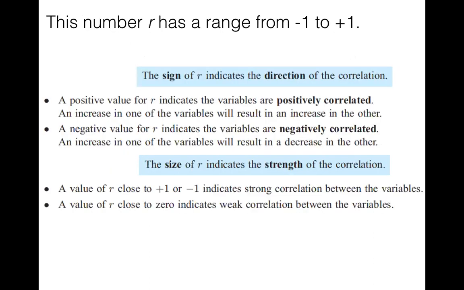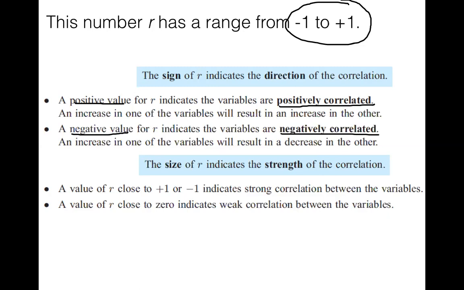So this number R will range from -1 to 1. So it can be positive or it can be negative. The sign of R, so whether it's positive or negative, indicates the direction of the correlation. So a positive value of R should indicate that the variables are, of course, positively correlated. A negative value of R should indicate that the variables are negatively correlated. So that's one thing. The sign tells you whether the correlation is positive or negative, but also the size of R should tell you something about the correlation.